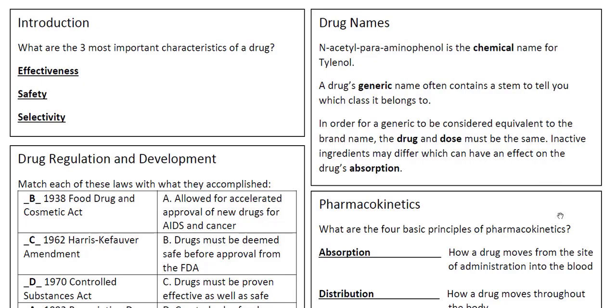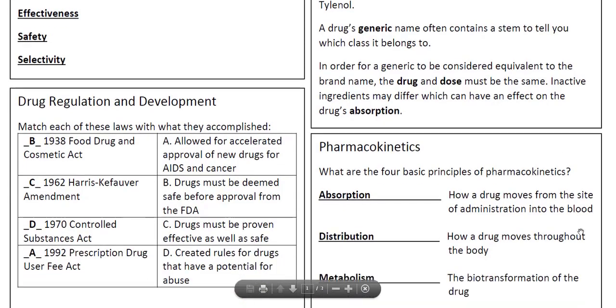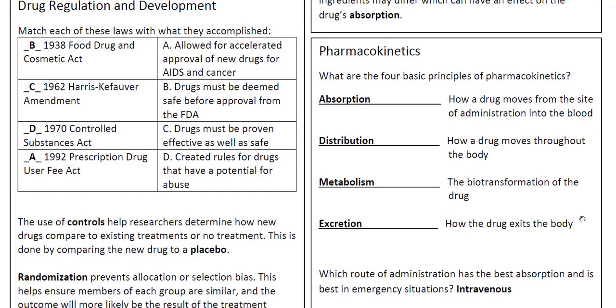Next, I want to talk about pharmacokinetics. As you may guess by the ending kinetics, pharmacokinetics talks about how drugs move throughout the body. There are 4 basic principles of pharmacokinetics, and they can be remembered by the acronym ADME. A for absorption, D for distribution, M for metabolism, and E for excretion.